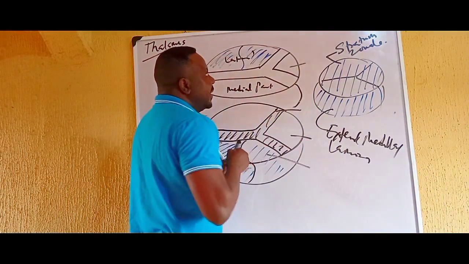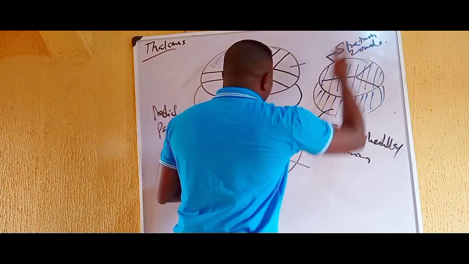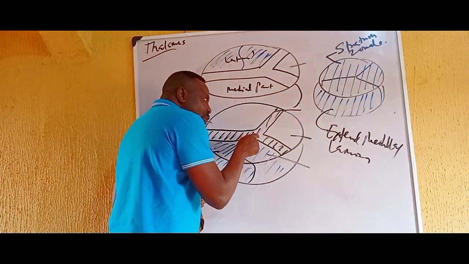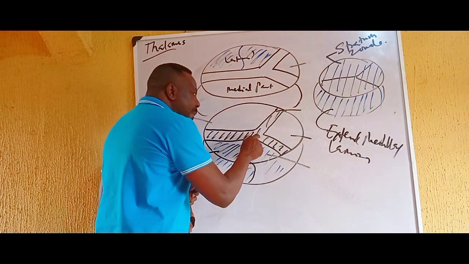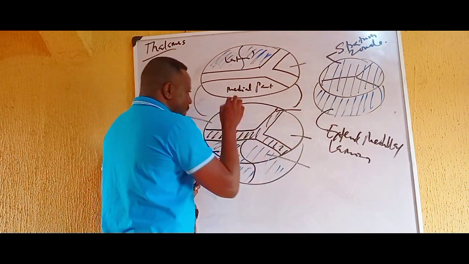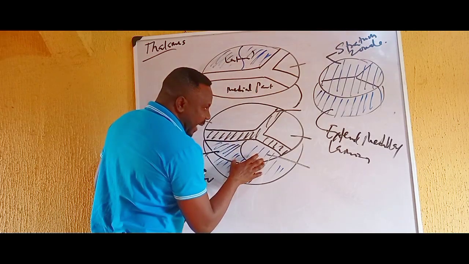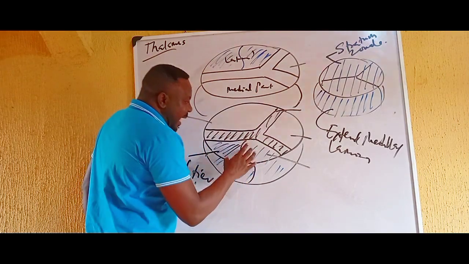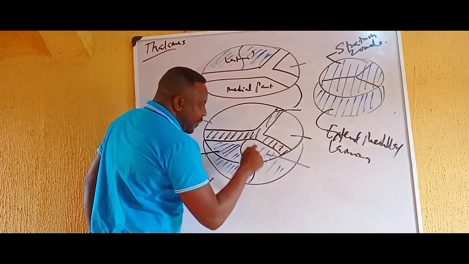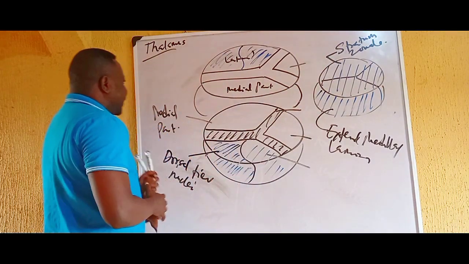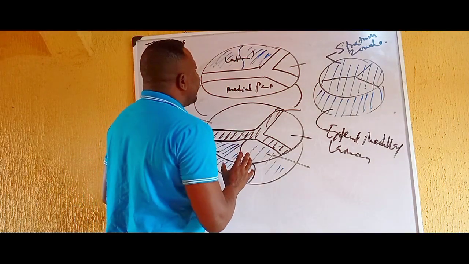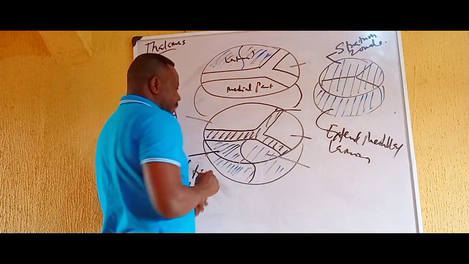So if you cut the stratum zonale, what you will see is actually the internal medullary lamina. The internal medullary lamina divides the thalamus into an anterior part, medial part, and the lateral part. And of course, like I said earlier, the lateral part is divided into the dorsal tier and the ventral tier nuclei.